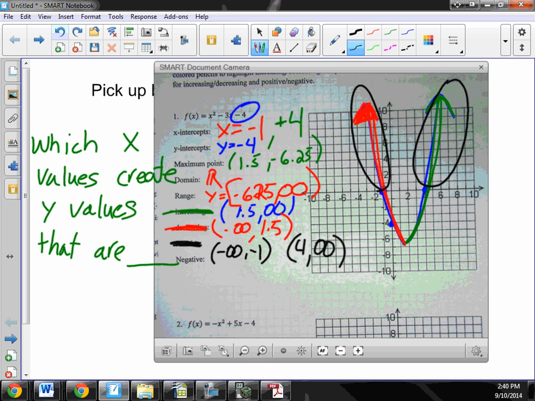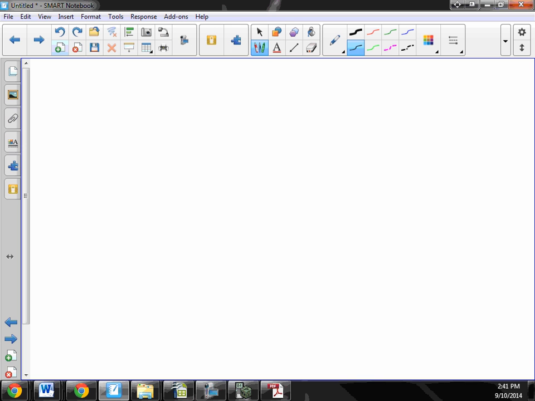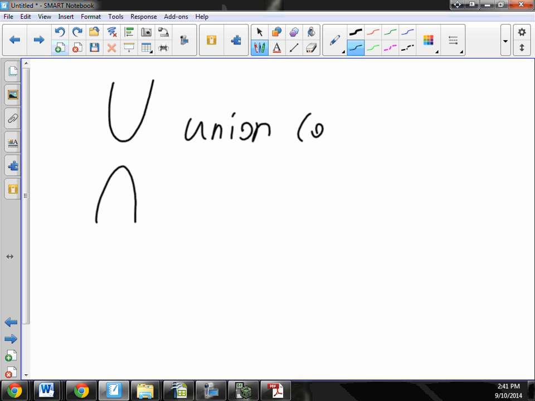Now, I'm going to introduce to you one thing that we didn't use last year. These are the symbols union and intersection. They showed up on the core test last year. Nobody expected them to be there. So we're going to use them now. Union is actually an or statement, and intersection is what we call an and statement.